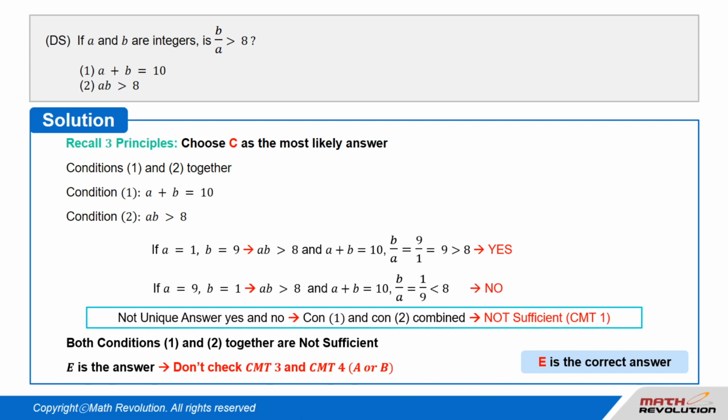That's right, even for the key questions like an integer question, you should not apply CMT 3 and CMT 4 A or B if the answer is E. Answer, E.